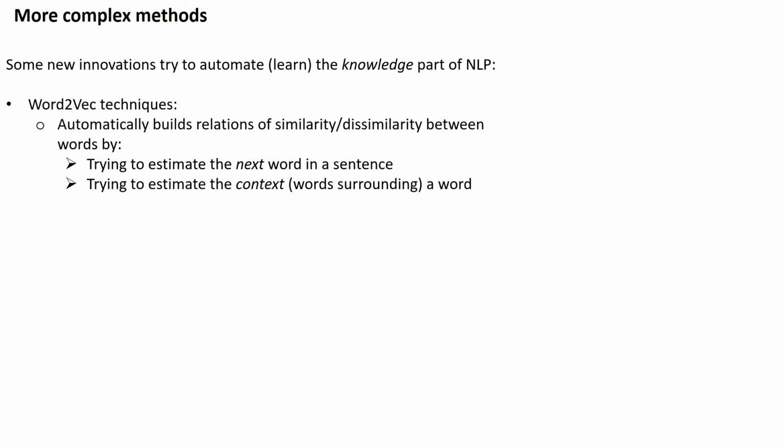So let's say we want to know the distance between the word king and all other possible words. So if we have king in a sentence, we will try to predict the next word after king.